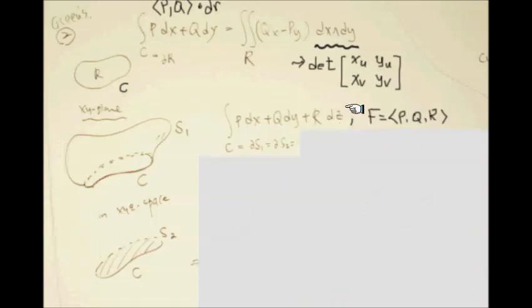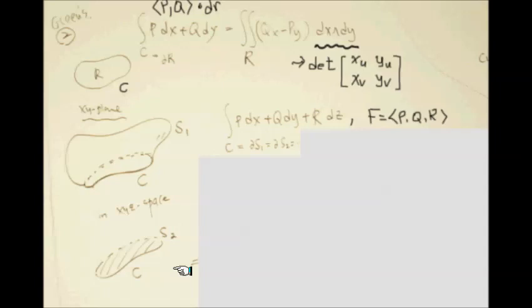So now let me start with this line integral in this one-form version. If f has the components P, Q, R, the line integral in three-dimensional space is going to be like this. Again, C is now realized as the boundary of this S1, which is the one surface here, but also the boundary of S2.